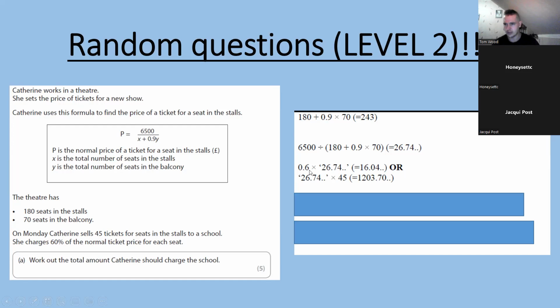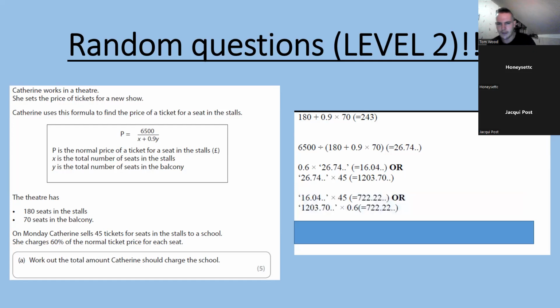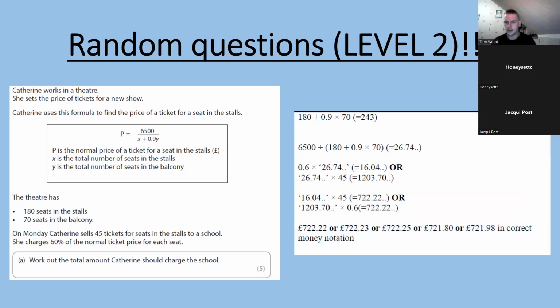Obviously, because I want people to understand exactly what they're doing when we work with percentages, we would do 26.74, etc., divided by 100, multiplied by 60, and that will tell us 60%. Some people might find 40% and take that away. That's absolutely fine. Either way, you get to 60%, not a problem. Then once we've got that value, we multiply it by 45, or you can multiply by 45 at the beginning and go the other way with it. This is a very good example to show you that they are lenient in regards to the type of answer that you're going to get.